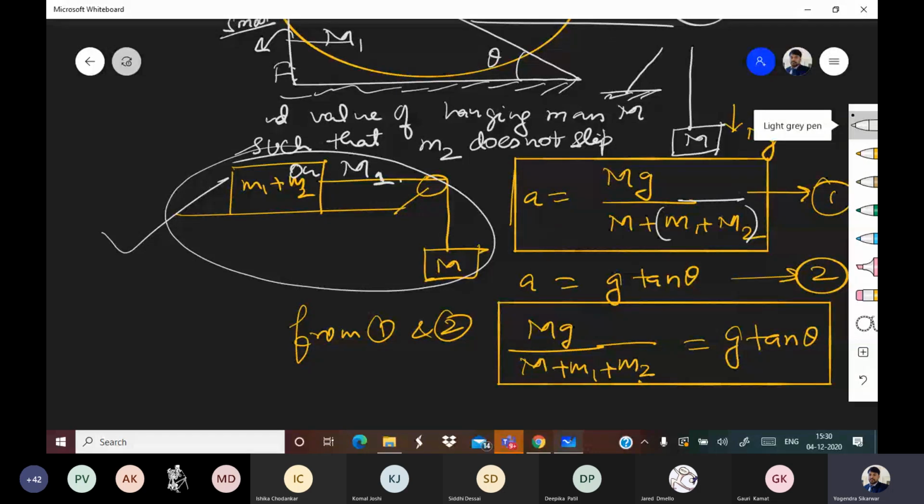So when one hanging mass is there and another horizontal mass is there, then acceleration is given by equation 1. Correct? Now in the last question we saw that if one block is kept on another block and it is not slipping, then the criteria is that its acceleration should be equal to g tan theta. So that is equation number 2. Now if both are representing a only, then we can compare 1 and 2. So mg upon capital M plus M1 plus M2 should be equal to g tan theta.